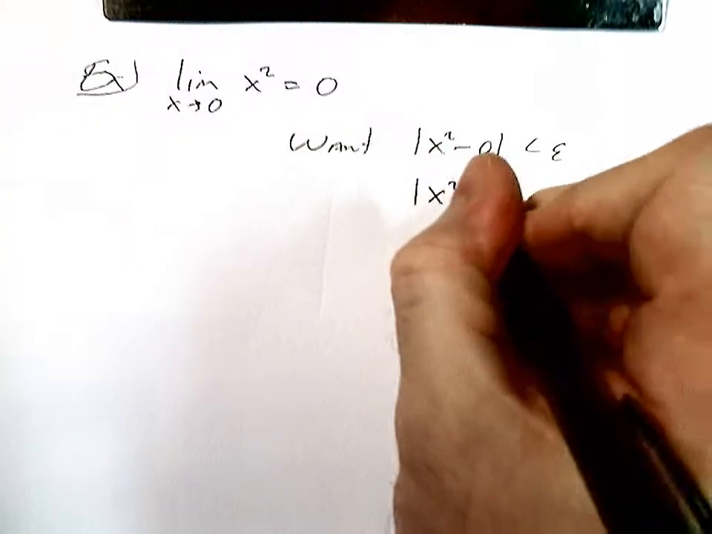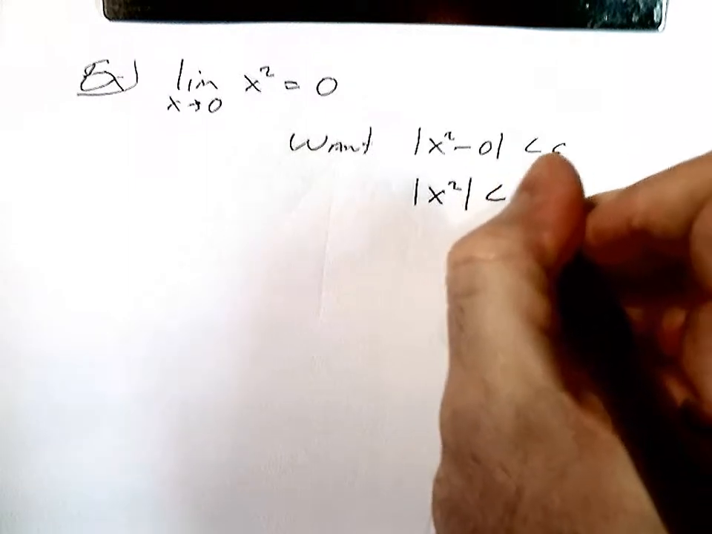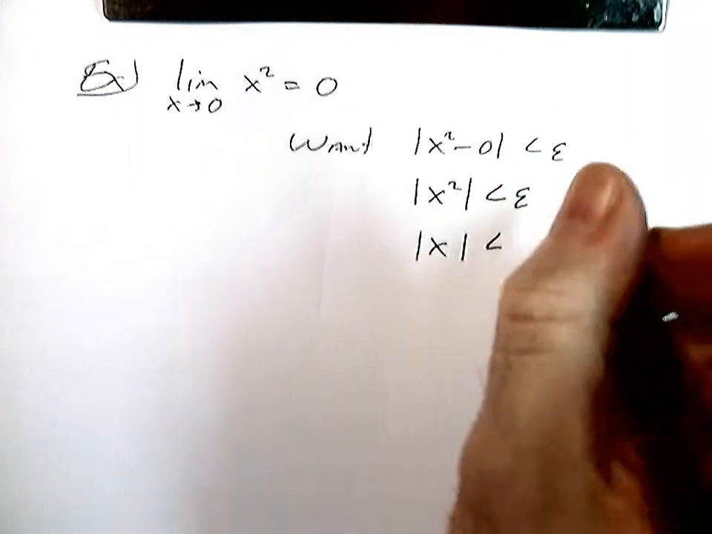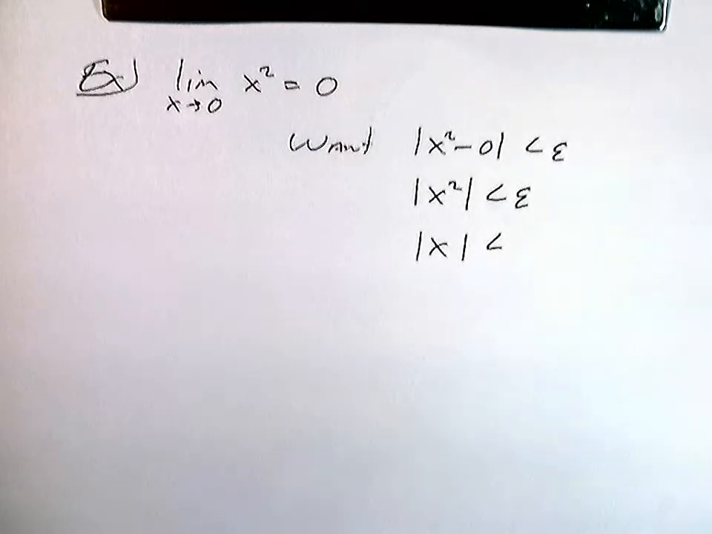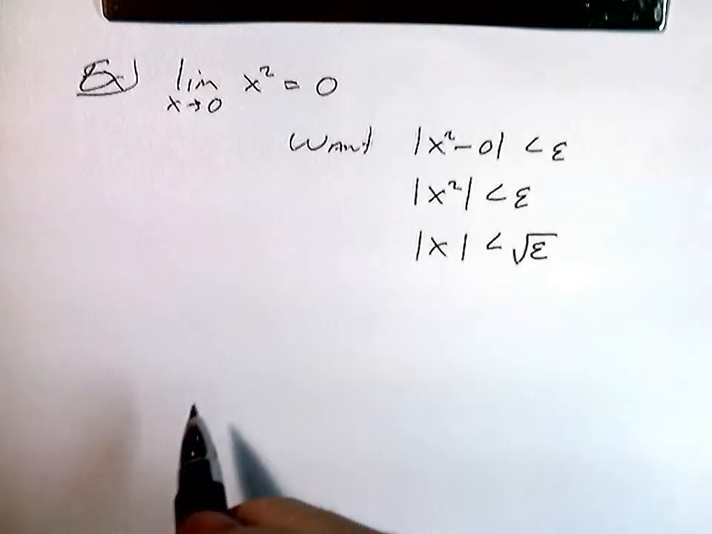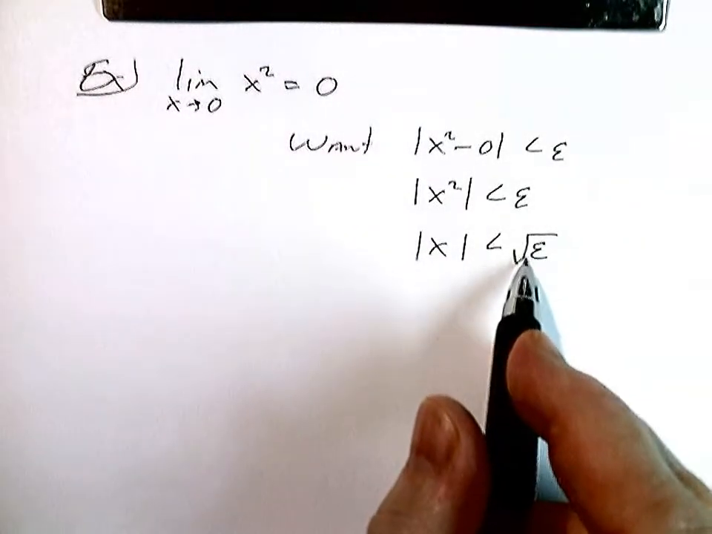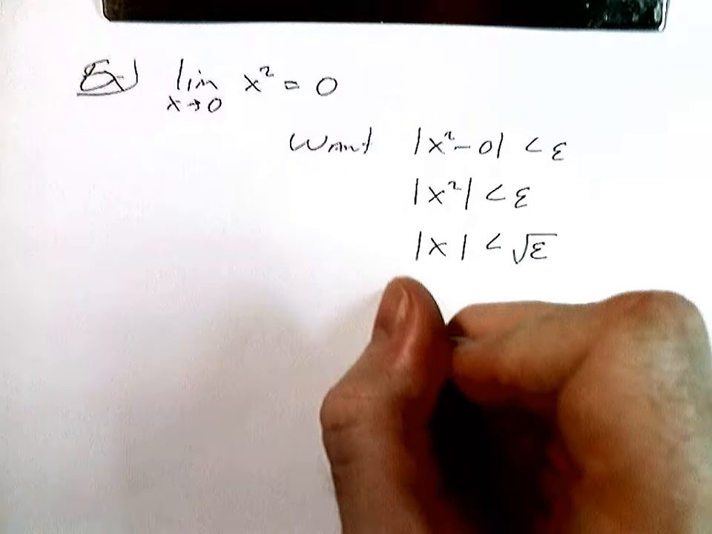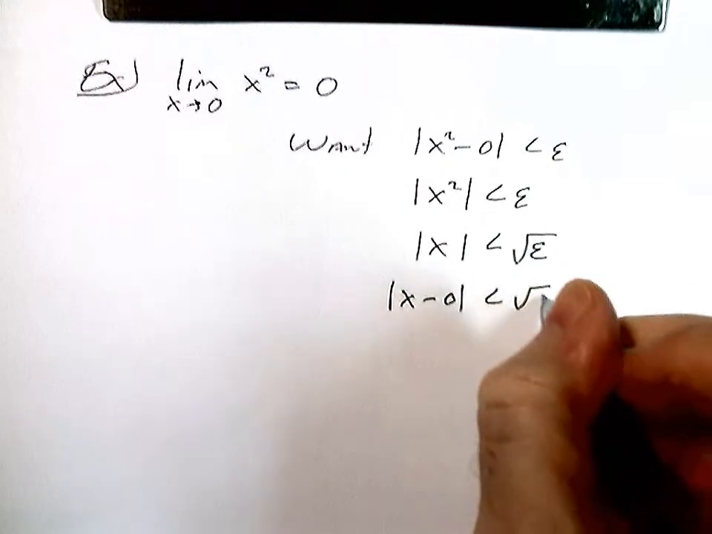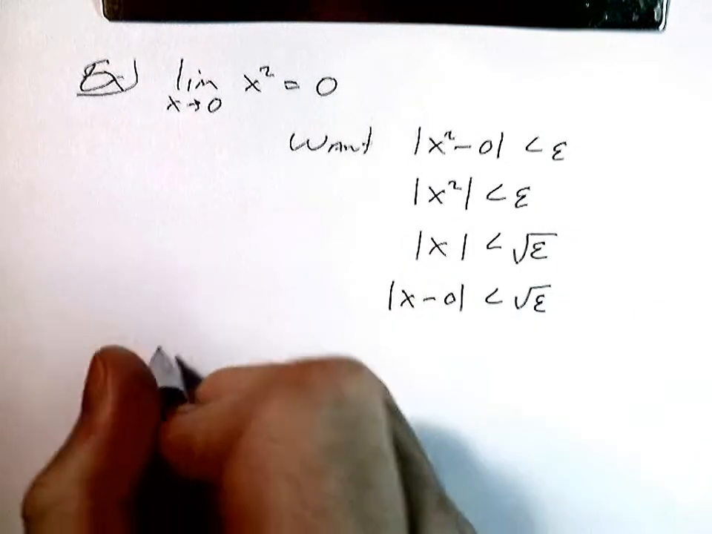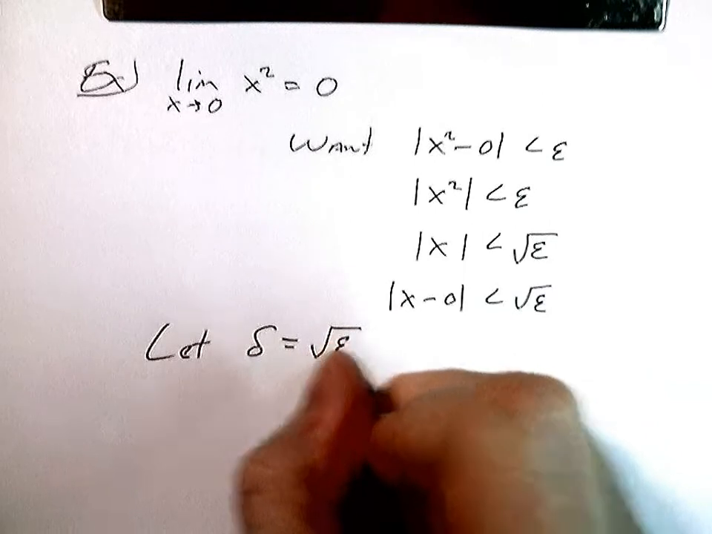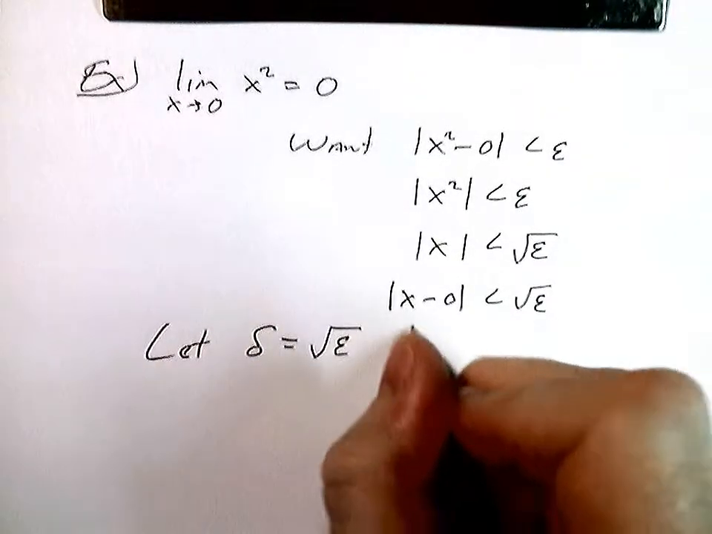Absolute value of x squared less than epsilon. So absolute value of x less than the square root of epsilon, because that's an increasing function, so I can go in reverse here. So this is absolute value of x minus 0 less than square root of epsilon. So here we let our delta be square root of epsilon. That will do the trick here.